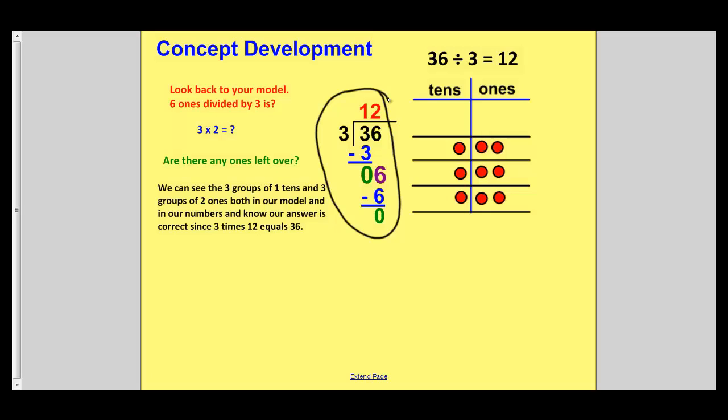It's the most efficient way to divide, but it is really important that you understand what's happening in standard algorithm. That's why we are using the place value chart to show you exactly what happens so that you will understand standard algorithm a little bit better.